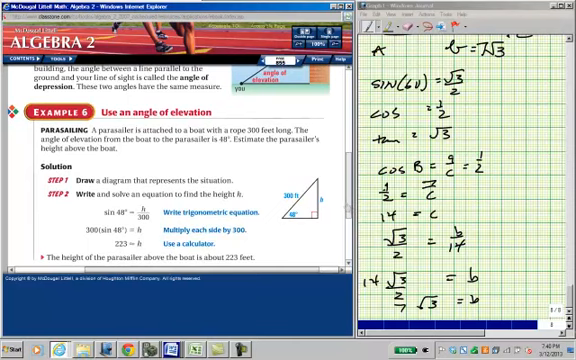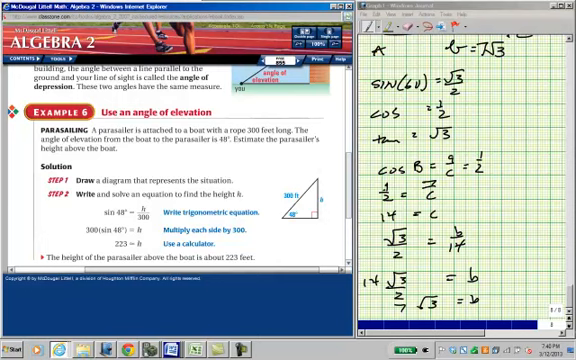Okay. Now his angle of elevation is 48 degrees, and he's tied with a rope 300 feet long. How high is he above the boat? Okay, so the height would be his height perpendicular from the water or whatever, and that would be h here.